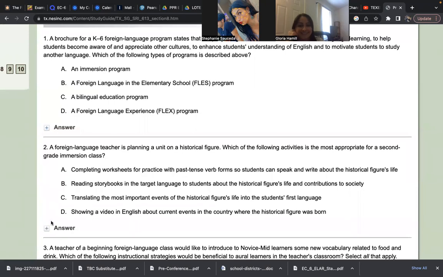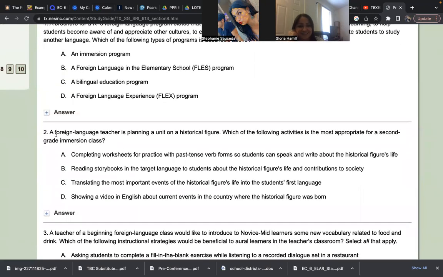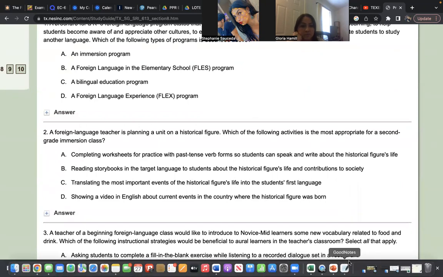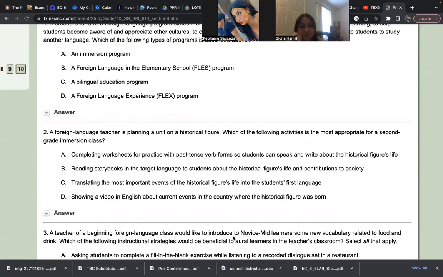All right. A foreign language teacher is planning a unit on a historical figure. Which of the following activities is most appropriate for a second grade immersion class? Now, we have lots of words. What keywords and phrases do you have to pay attention to?